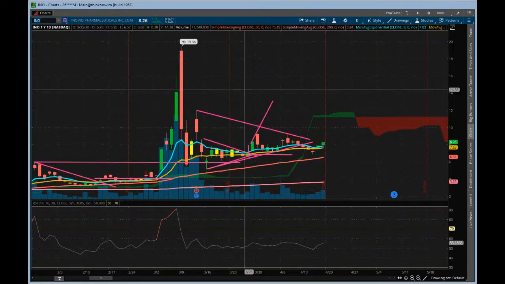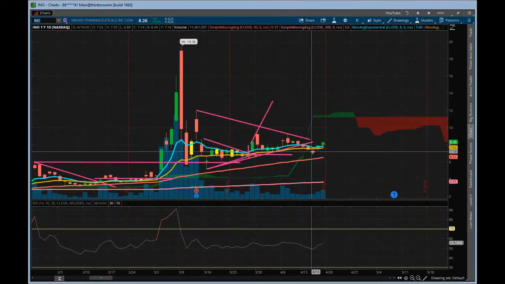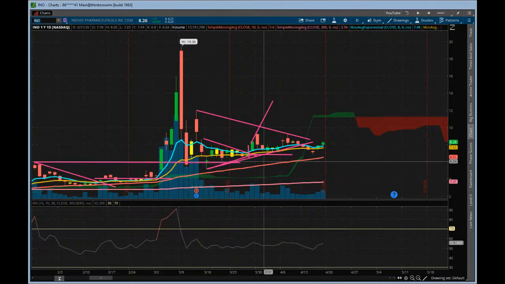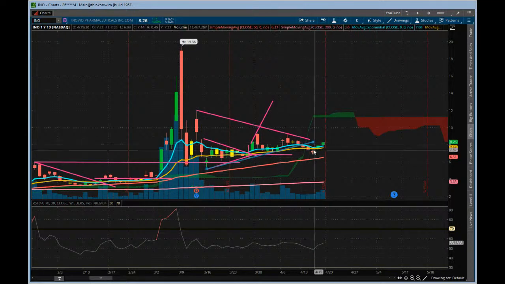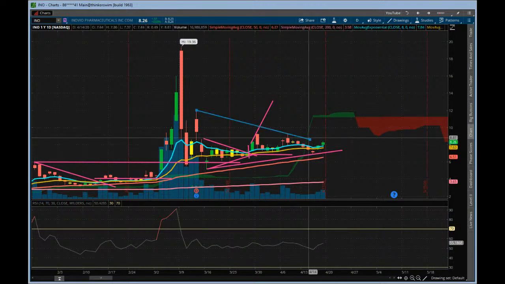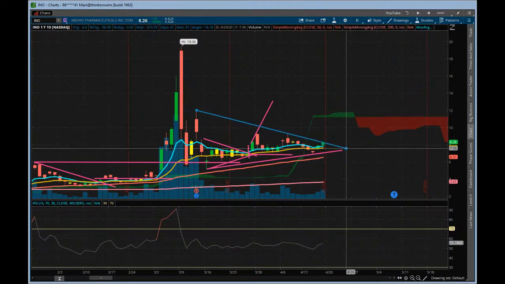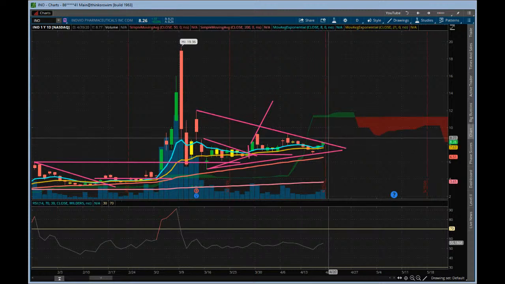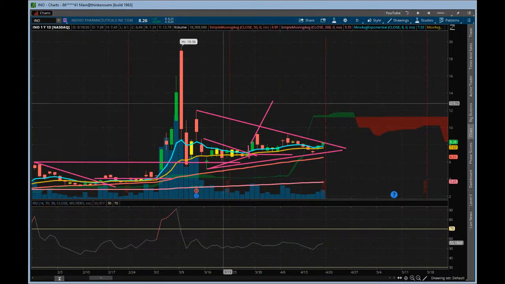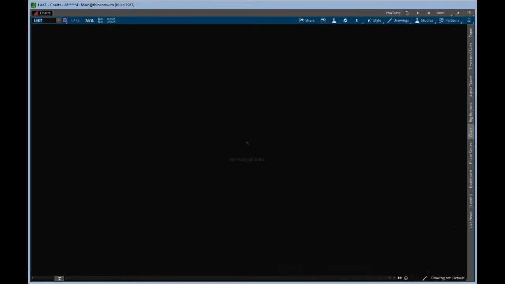Yeah, INO. So it was triangulating. We started to break down out of the triangle. Not a lot of volume on it, so it just kind of drifted down a little bit. If anything, all it's done is expand the triangle, right? And so right now, we're starting to break out a little bit. It's getting interesting, right at that triangle there. Let's see if we can give it another day that can confirm above that with some good volume, and then INO might be ready to go again. Could be interesting.